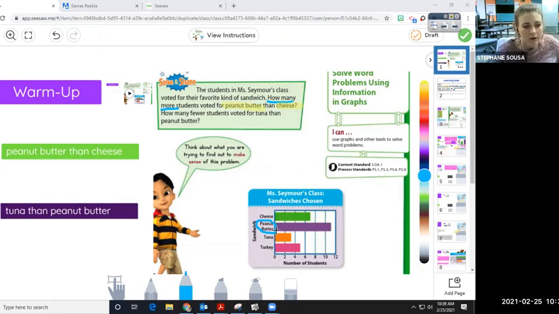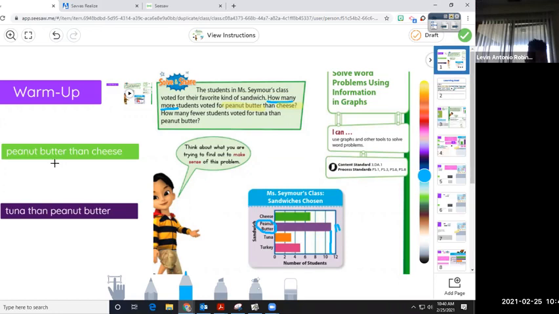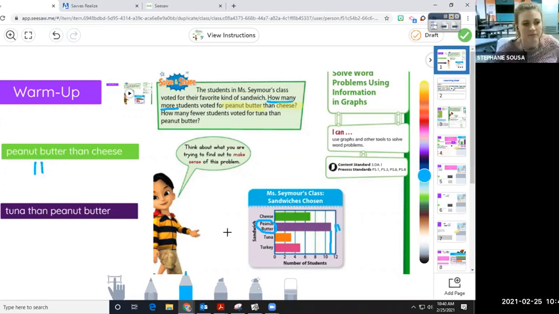We're gonna look at our graph. Our graph is counting by 2s. Check out our scale. 2, 4, 6, 8, 10. Look at peanut butter. It's in the middle of 10 and 12. What's in the middle of 10 and 12, y'all? 11. You're so smart. 11. 11 people voted for peanut butter.